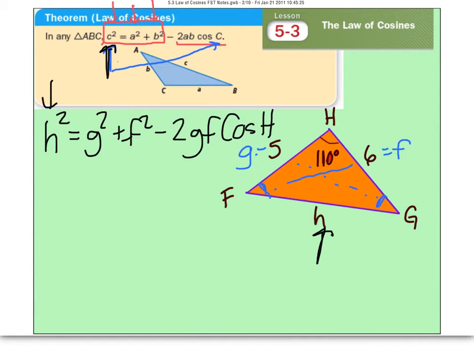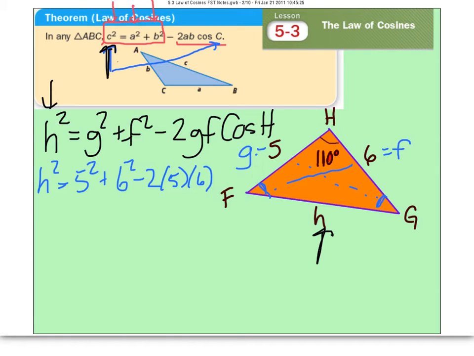So this is actually the formula I'm going to use, and I'm just going to plug the numbers in and simplify and solve. So I don't know h. G is 5 squared. F is the 6 and square it. Then minus 2 times those 2 sides of 5 and 6.